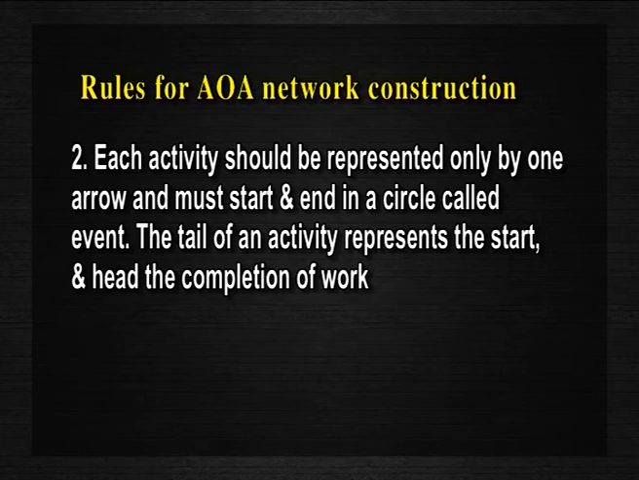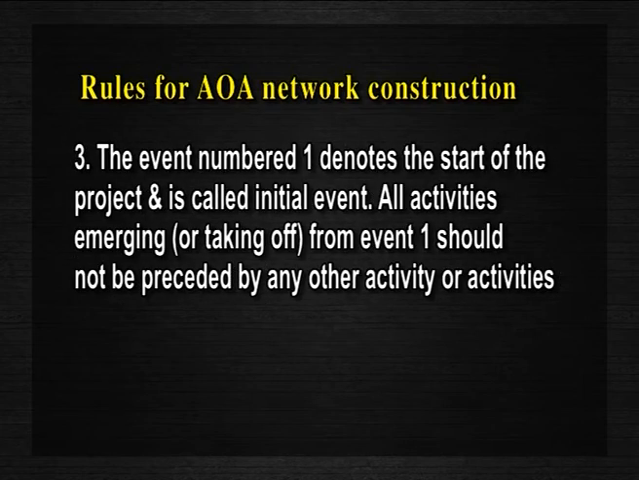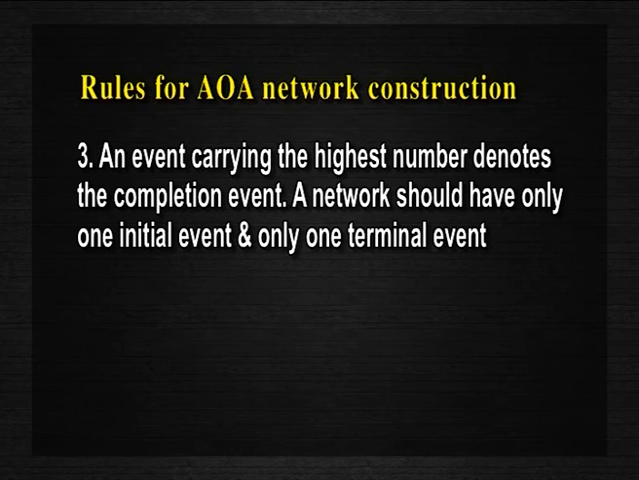The tail of an activity represents the start and the head the completion of work. The event number 1 denotes the start of the project and is called the initial event. All activities emerging or taking off from event 1 should not be preceded by any other activity or activities. An event carrying the highest number denotes the completion event. A network should have only one initial event and only one terminal event.